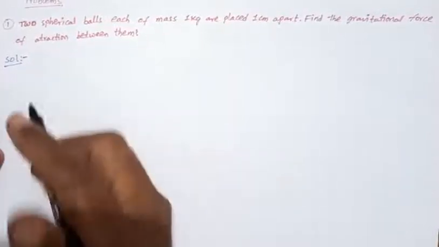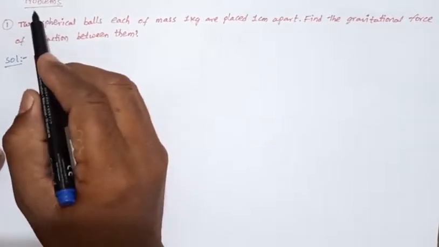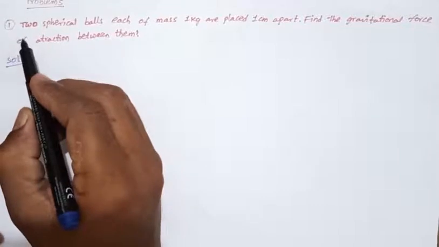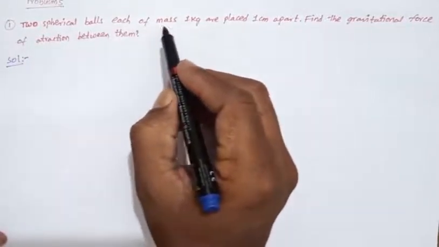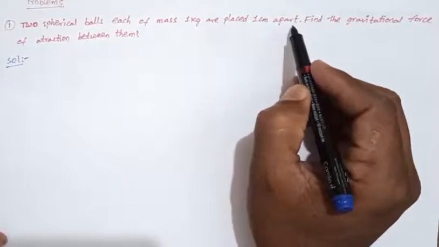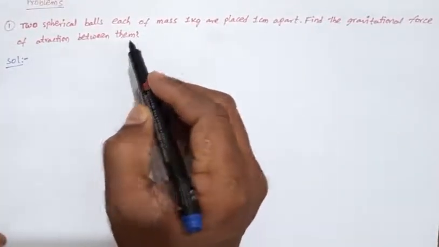Okay, listen. Today we will discuss exercise problems after the lesson. So, first problem: two spherical balls, each of mass 1 kilogram, are placed 1 centimeter apart. Find the gravitational force of attraction between them.